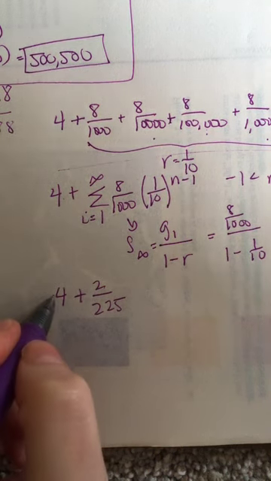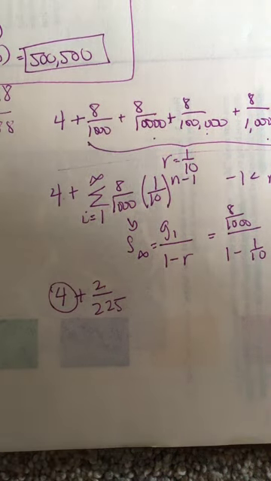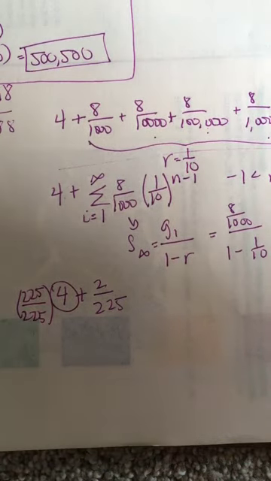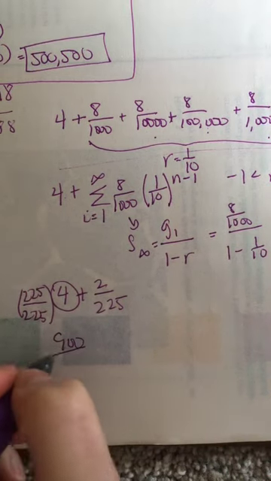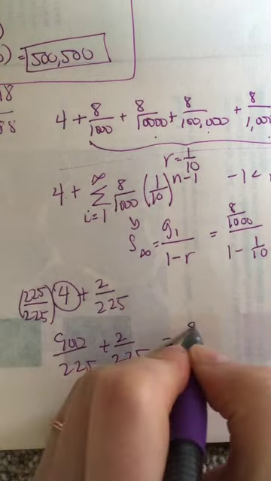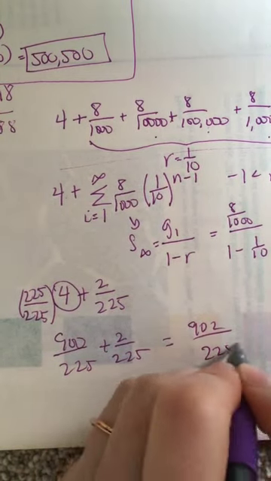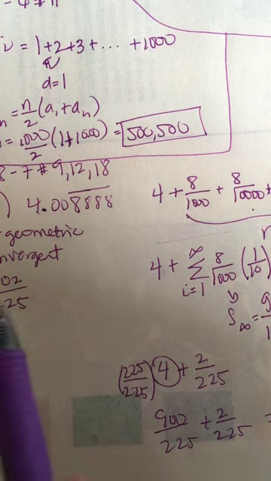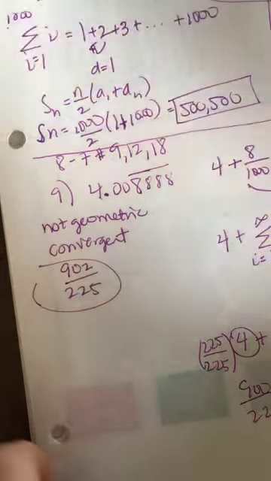So I'm going to convert this into having common denominators. So I'm going to multiply by 225 over 225. 4 times 225 is 900. So this is 900 over 225 plus 2 over 225. That means this whole decimal, 4.0888888, does converge because it actually is a single fraction. It's not geometric because that 4 throws it all off, and it converges to that fraction.